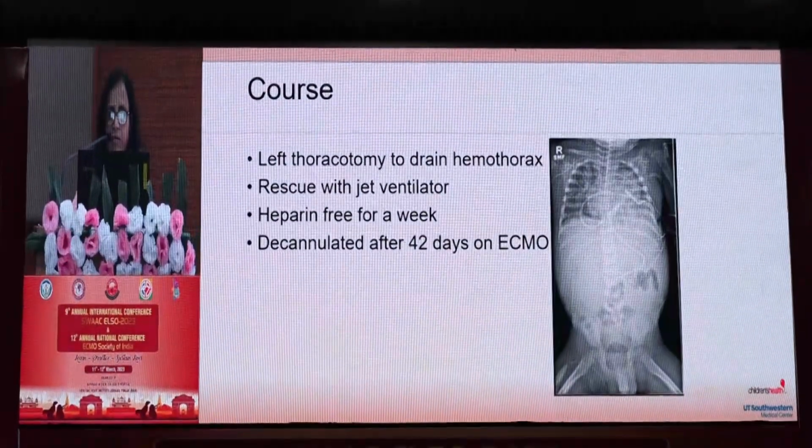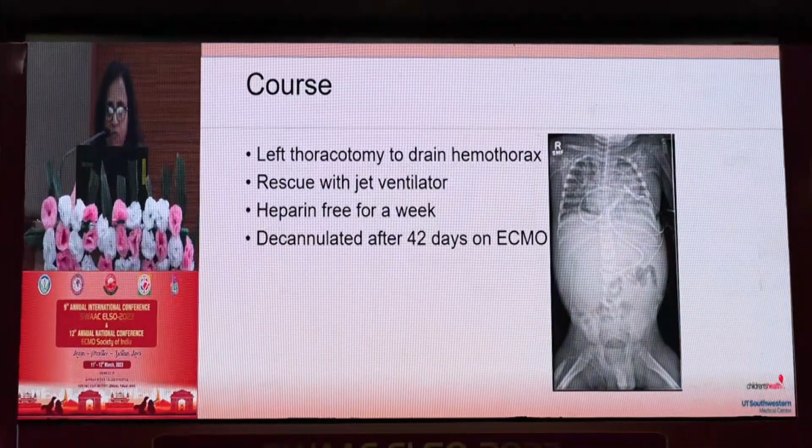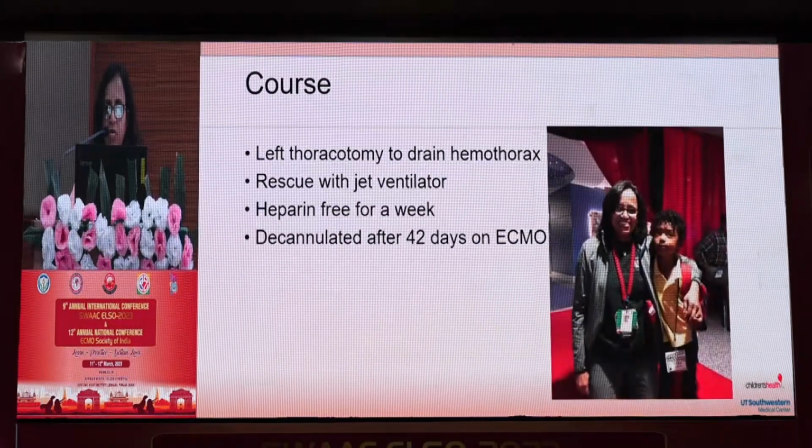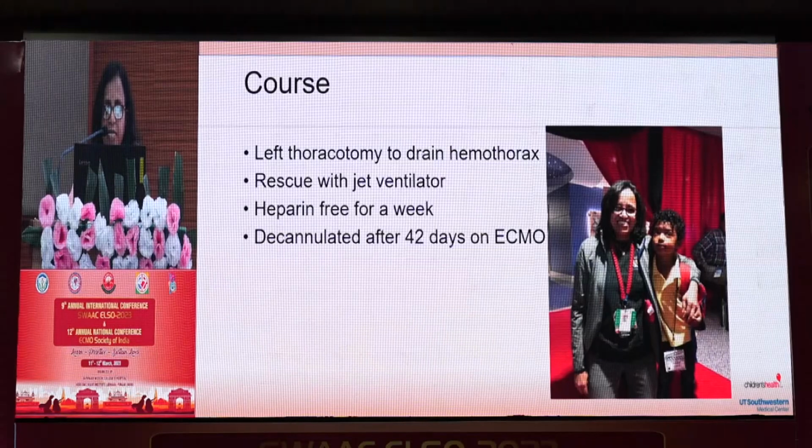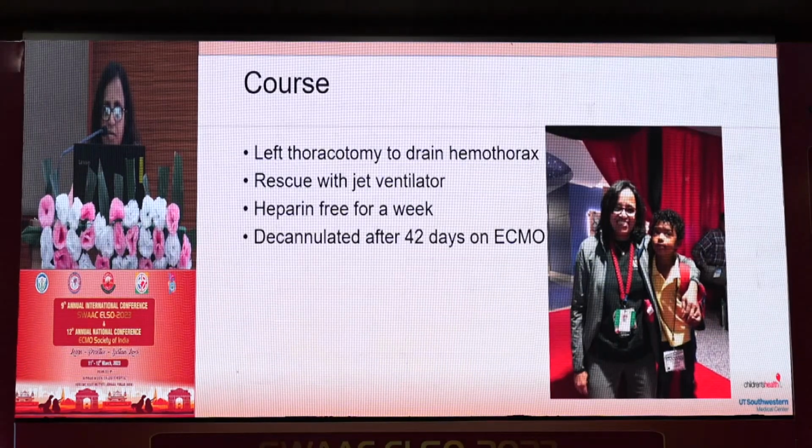So we had him on for 42 days on ECMO, and he came off. So that's the picture where we celebrate the lives of our children. They come back every year, and this is one of the pictures.